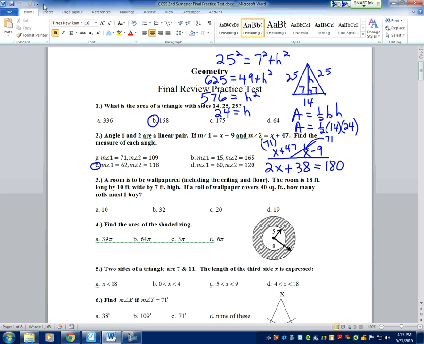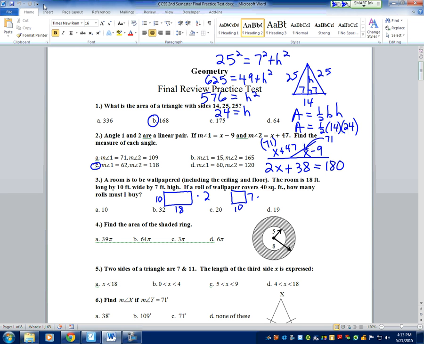So 18 feet long by 10 feet wide. We've got 10 and 18, and there's two of them. That covers the ceiling and the floor, right? Then we've also got the side walls and the front walls. We've got 10 feet wide by 7 feet high. So those are maybe the side walls. So 10 feet long by 7 feet high.